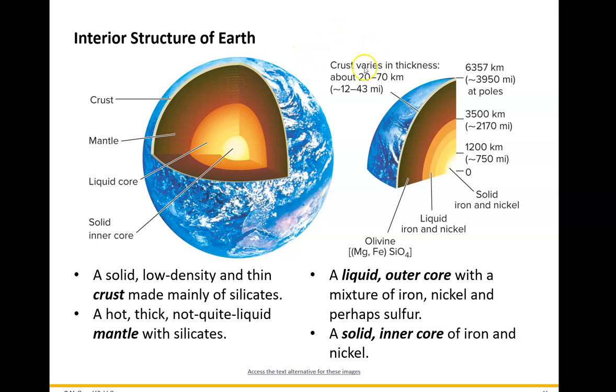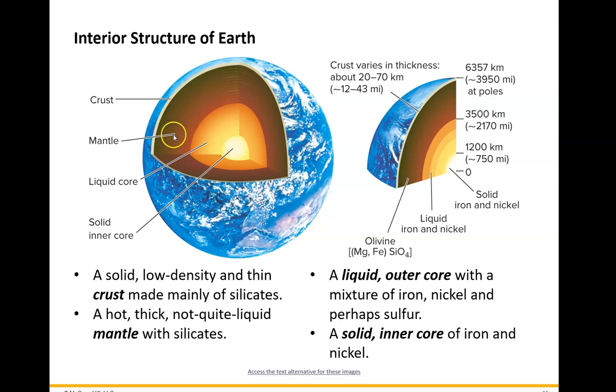So here's the Earth, just kind of a cutout of the Earth. Let me go from the inside out. Okay, so the innermost part of the Earth, of course, is a solid iron and nickel core, as I mentioned before. Surrounding that, there is a liquid iron and nickel core. So there's two cores, and around the liquid outer core is what's called the mantle.